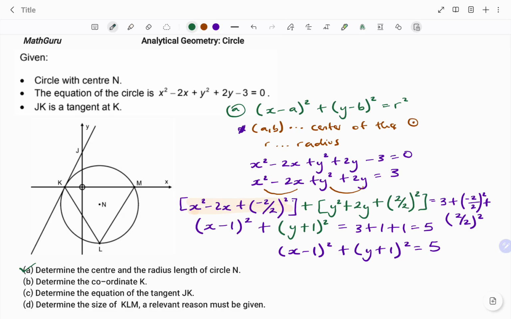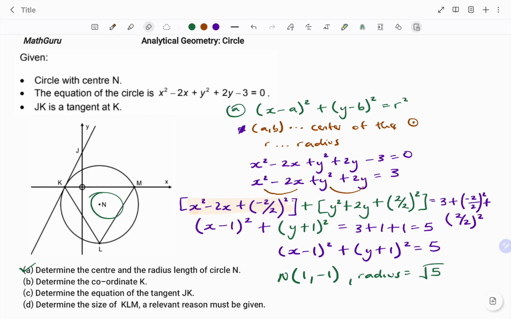So to find the value of a and b, which is the center of the circle as noted earlier. If you look back to the diagram, center is N. So the coordinates of N will be 1 for x and negative 1 for y. And the radius is going to be the square root of 5. Note that if I square the square root of 5, which will be similar to what I have here, then this value is going to be 5. So note that the radius is square root of 5.